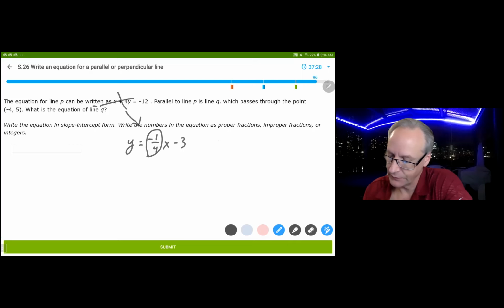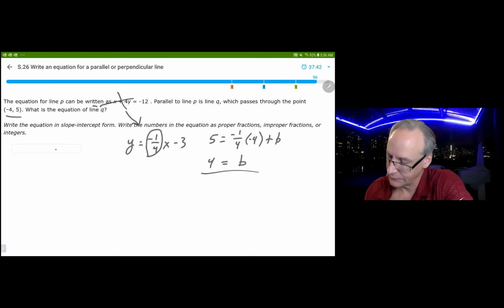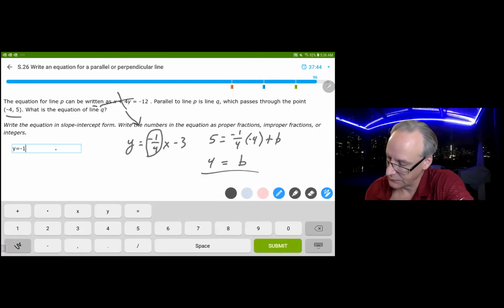We want it to go through -4, 5. So 5 equals -1/4 times -4 plus b. This is going to be 1, so we have to subtract 1 from both sides. B equals 4. So we have y equals -1/4 x plus 4. Yeah, looks good.